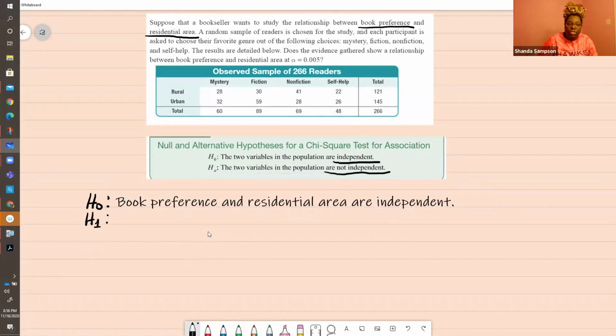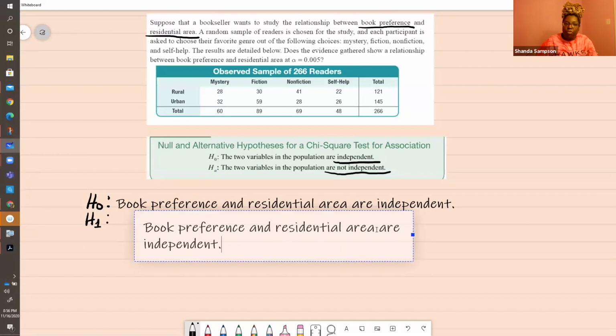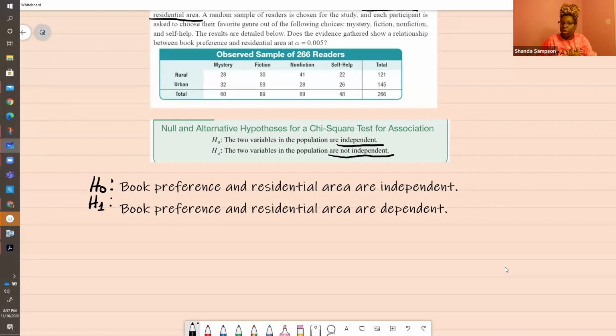Your alternate is going to be that book preference and residential area are not independent, or you can put dependent. We have our null and our alternate. Now we're going to go to our test statistic.